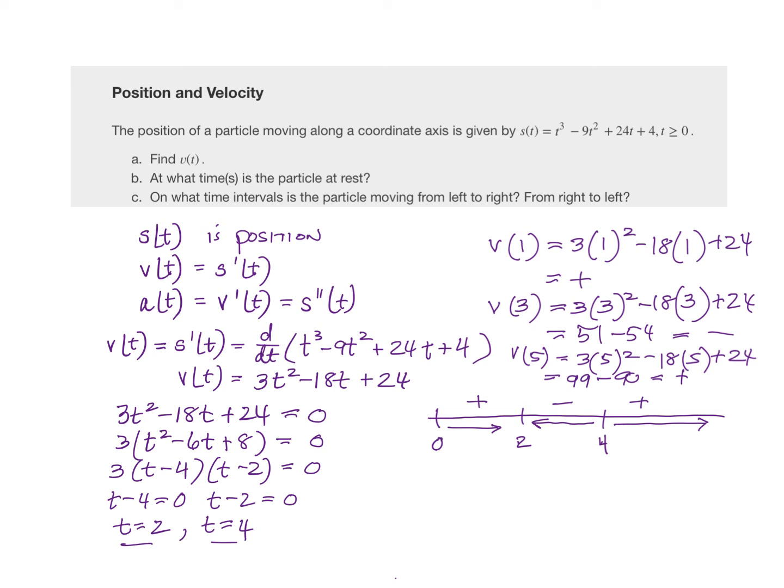So if I had to write this as intervals, I would say it's moving right over the interval from 0 to 2, and from 4 to infinity, and then it's moving left over the interval from 2 to 4. And notice that I do not include my endpoints, because at those endpoints, the particle is at rest. It's not moving either direction.